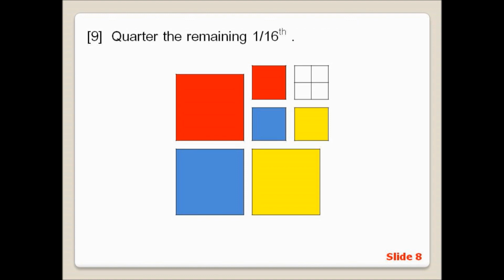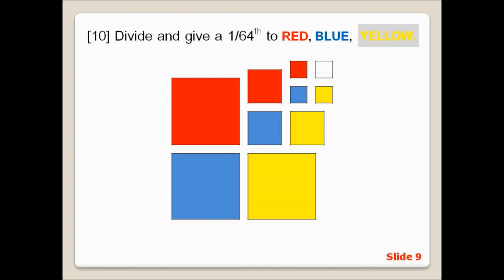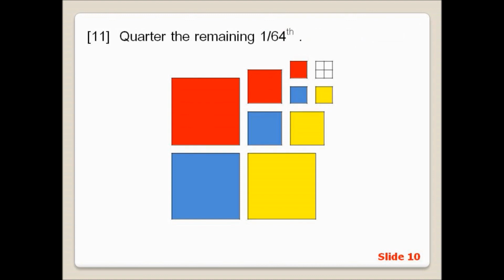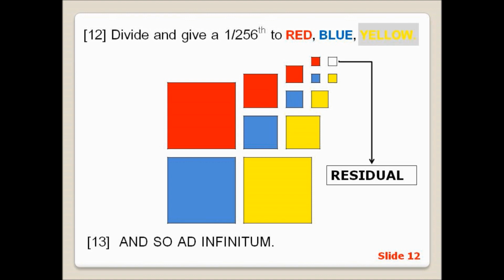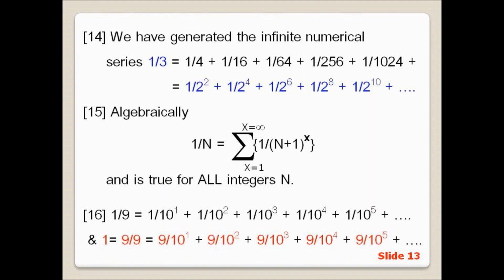Quarter the remaining 16th. Divide and give a 64th to red, blue and yellow. Quarter the remaining 64th. Divide and give 1/256th part to red, blue and yellow, and so ad infinitum. We have generated the infinite numerical series 1/3 equals a quarter plus a 16th plus a 64th plus a 256th plus a 1024th.